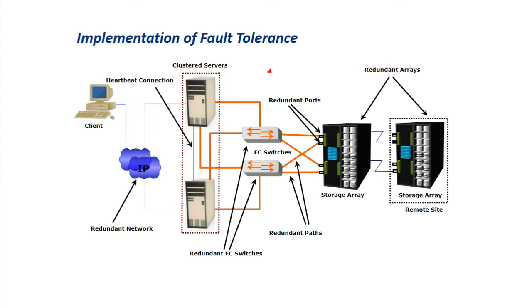NIC teaming at the server allows protection against a single physical NIC failure. Rather than just relying on one NIC, if there are multiple NICs, even if one of the NICs fails, the system can work as per the business continuity requirements.